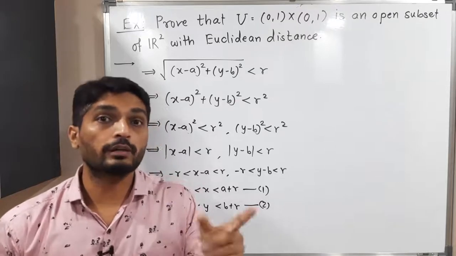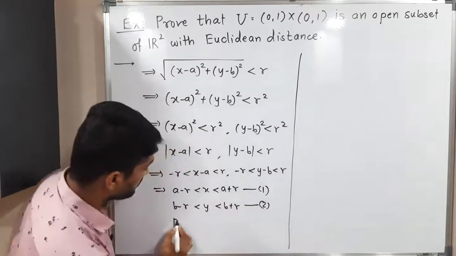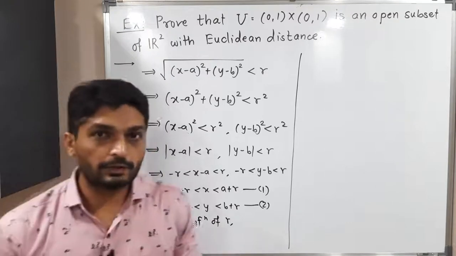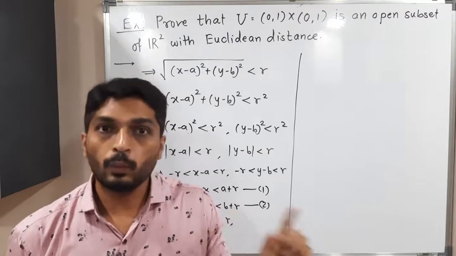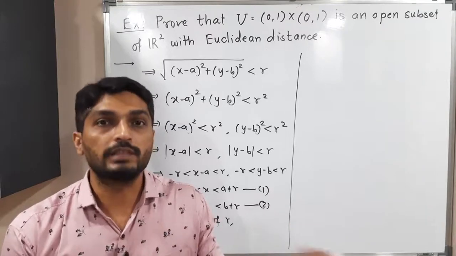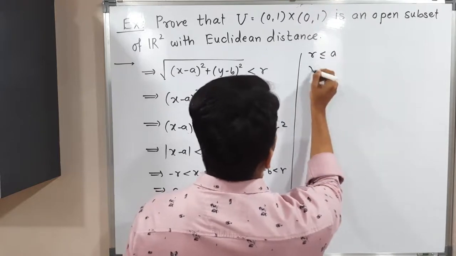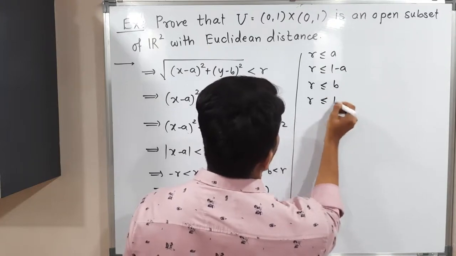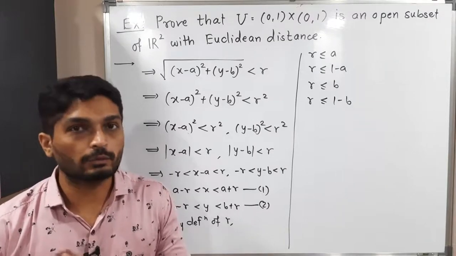So now I will follow the definition of r. What is our definition of r? Let me write here, by definition of r. You remember our definition of r is the minimum of a, 1 minus a, b, 1 minus b. It is the minimum of all these, that means r is less than or equal to each of them. Let me write. So r less than or equal to a, r less than or equal to 1 minus a, r less than or equal to b, and r less than or equal to 1 minus b. Since r is the minimum of these all, r is less than or equal to each of them.